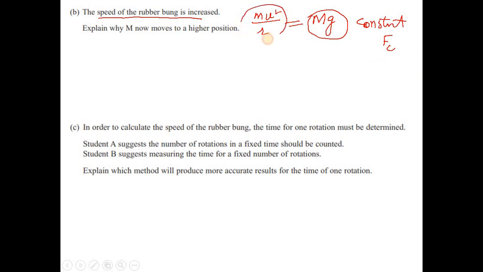Centripetal force cannot be changed. So the centripetal force is mv squared over r. Inside this formula, v is changing. So in order for the centripetal force to be constant, as v is increasing, r has to increase so that the centripetal force stays the same. So in order to maintain constant centripetal force as speed is increasing, r has to increase to reduce the effect of the increase of velocity. That means if r is increasing, the hanging weight should go up, or move to a higher position, so that the overall centripetal force stays the same.